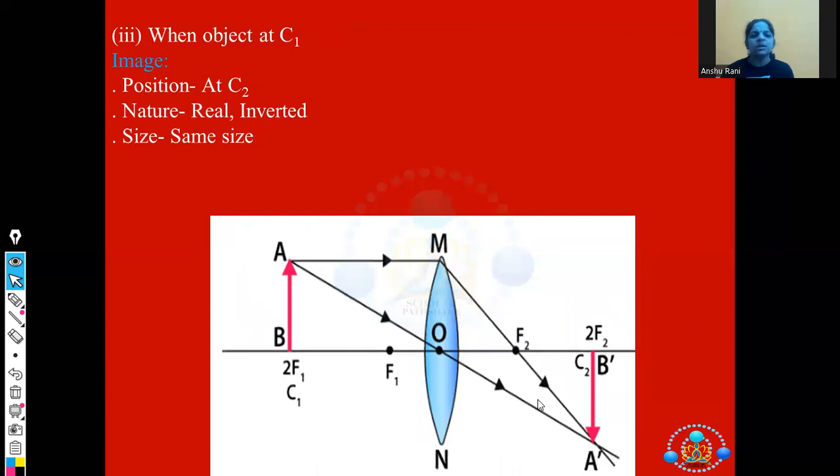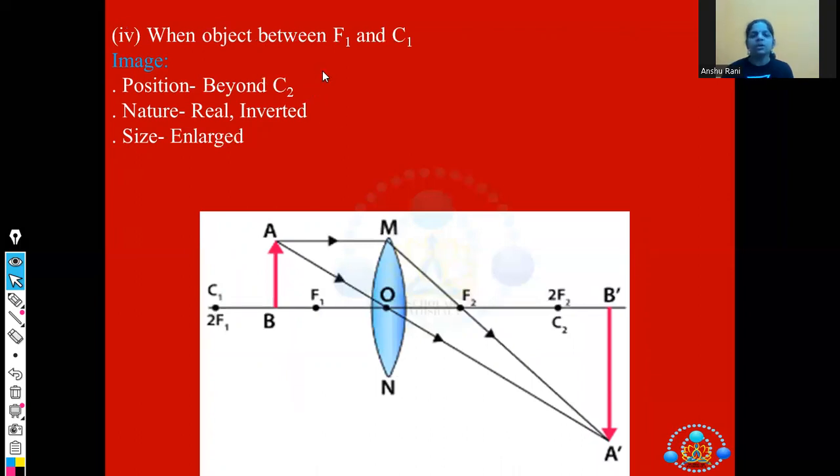Then when the object is at C1, you can see the first ray, which is coming parallel to the principal axis, will pass through focus. The second, which is passing through optical center, will pass through it as such without showing any deviation. The image will be formed again at C, it is C2, and this image is inverted and of the same size.